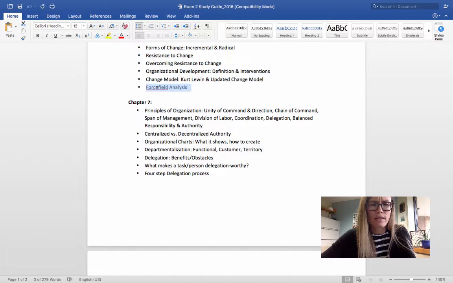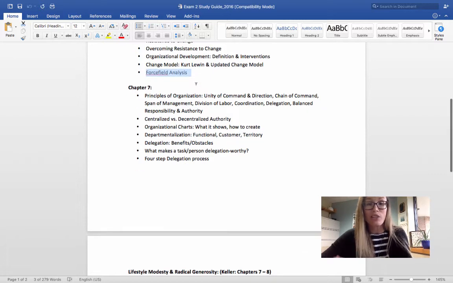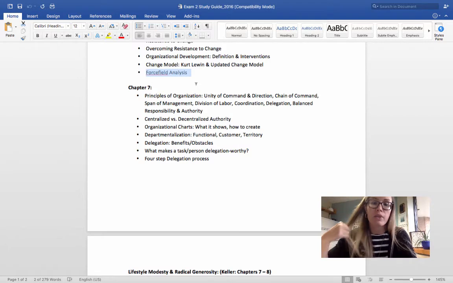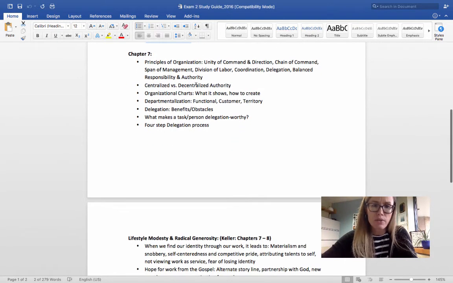Force field analysis, I actually don't think a question made it on there about that. But just as a reminder, we have the driving forces, and then we have the obstacles, kind of the things that are preventing that change from happening, and we're trying to identify what those are so we can overcome them. All right, chapter 7.